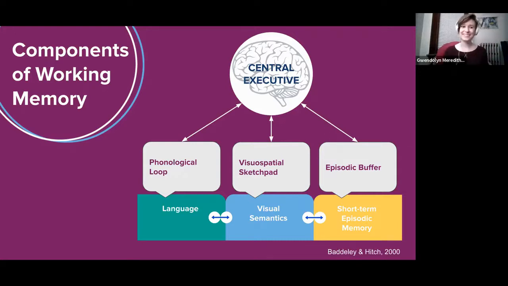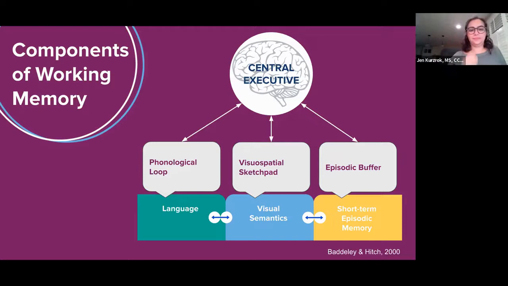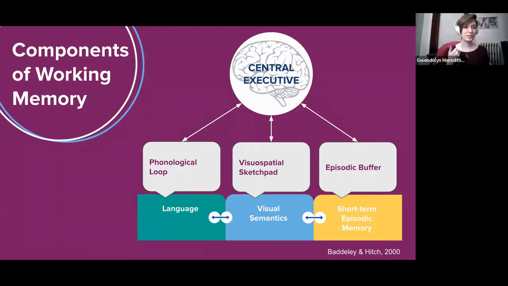So spiraling back to the phonological loop, that is where auditory information is stored. If a child is hearing directions or listening to a conversation and they're trying to think of a response, that is where all of that information will be stored for a short period of time. The visual spatial sketchpad is where you're storing visual information as well. And the episodic buffer is where they might be storing things that just happened in the space around them in this short period of time. And all of this is managed by the central executive.